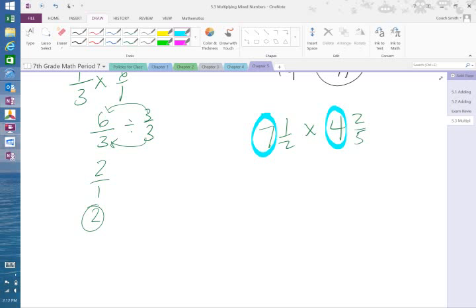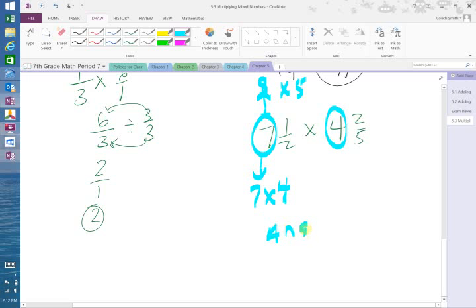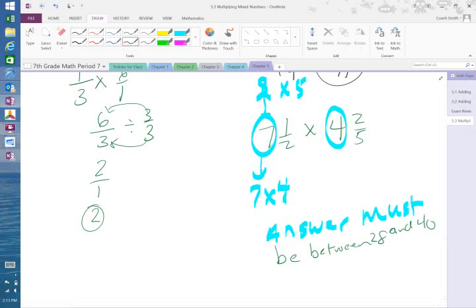Now, if you get 220, well, that can't be right because this would be 7 times 4. Well, if I increased it by 1 and made it 8 times 5, what is 8 times 5? 40. So your answer must be between 28 and 40. If your answer is not between 28 and 40, you've done something wrong. Okay? So when you have the whole numbers, that's one way that you can check to make sure your answer is logical.